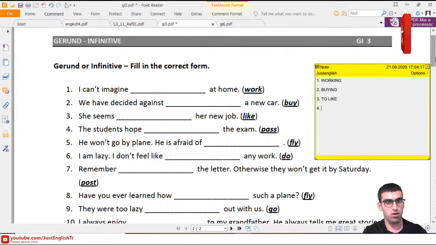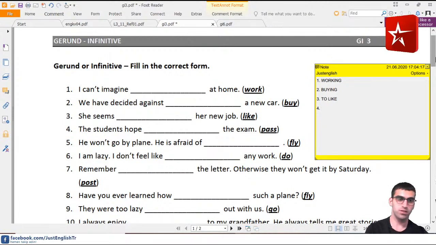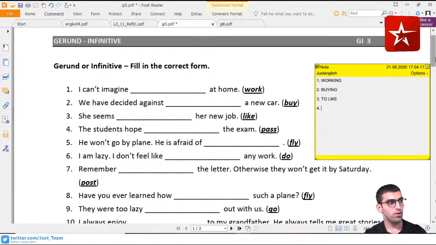Number 4. The students hope passing the exam or to pass the exam. Which one is correct? The students hope to pass the exam or the students hope passing the exam.